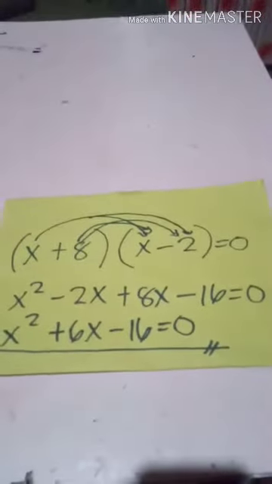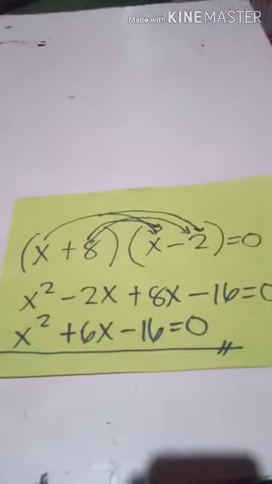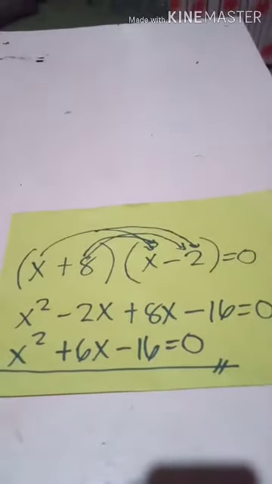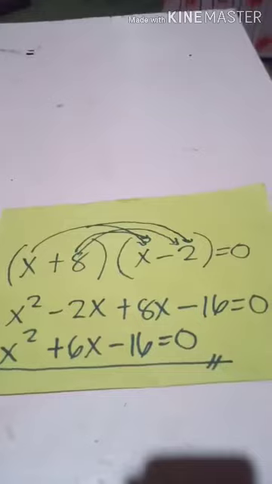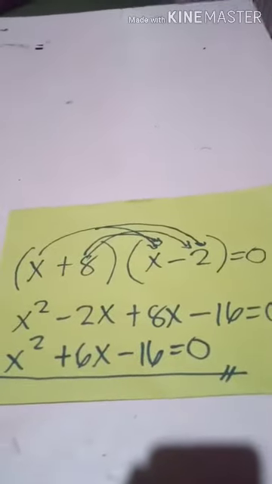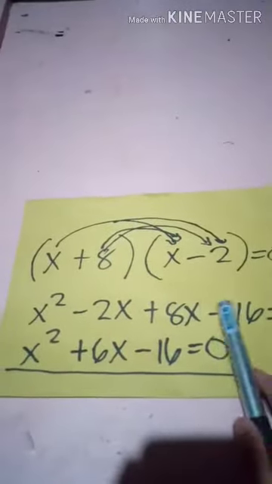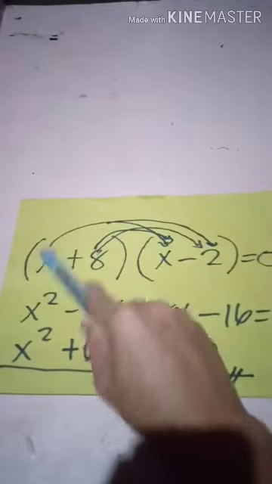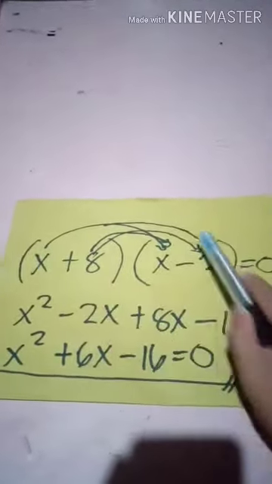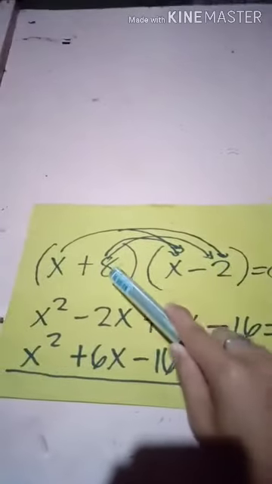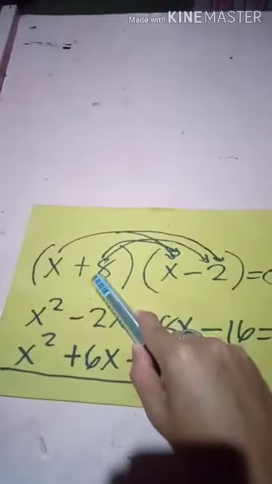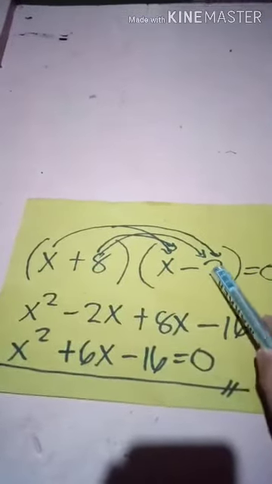Now atong solve na pod is using FOIL method. So x plus 8 times x plus 2. Example number 1 na to. So ang FOIL method is i-multiply na to ang first sa first to second, distribute na to nya second to first, second to second.